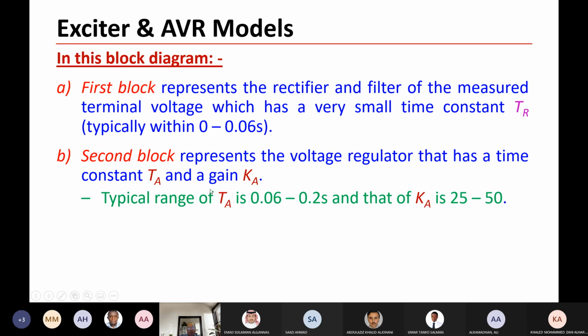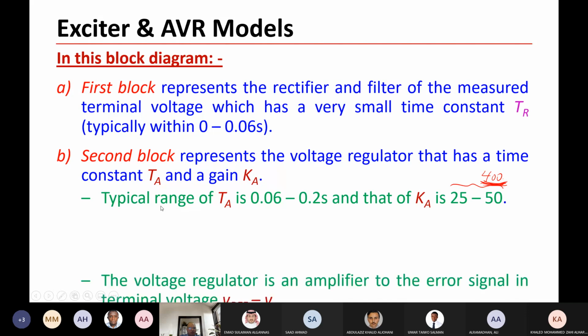Typical range of TA is 0.06 to 0.2 second. The KA is 25 to 50. This is the gain of the automatic voltage regulator. This is typically the value, but sometimes you can have KA up to 400. With very high values of KA, the system stability margin becomes less. So usually KA is typically between these values.